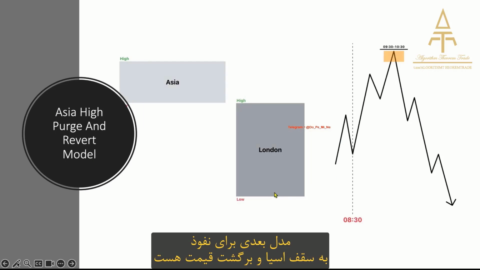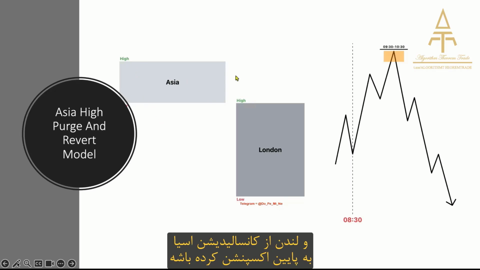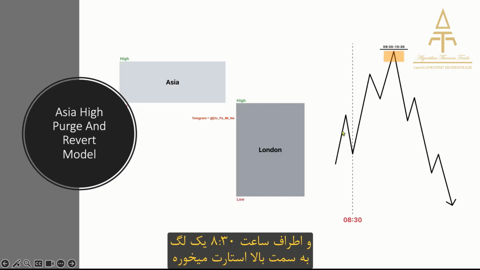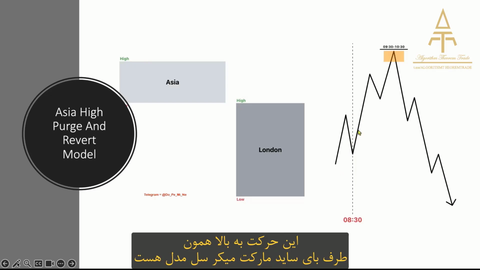The next model that we will be looking at is the Asia high perch and revert model. This model occurs when Asia was a consolidation, London was an expansion away from that original consolidation, and we see that around 8:30 a run higher begins towards that Asia high. This run higher is the buy side of the curve within a market maker sell model.